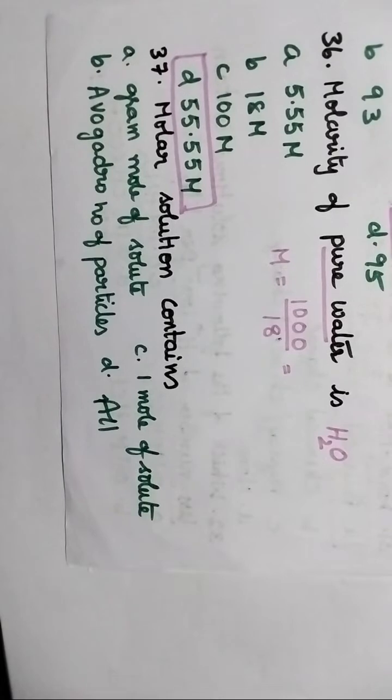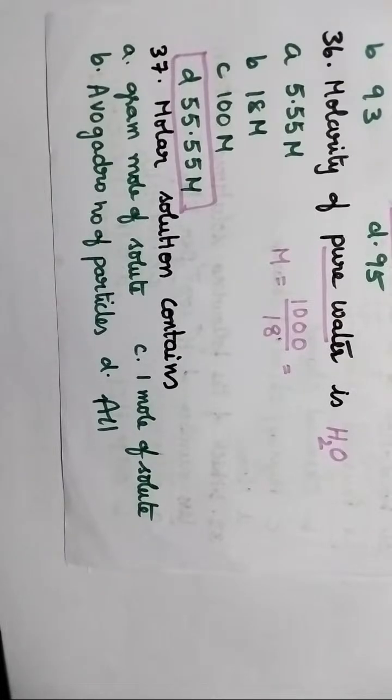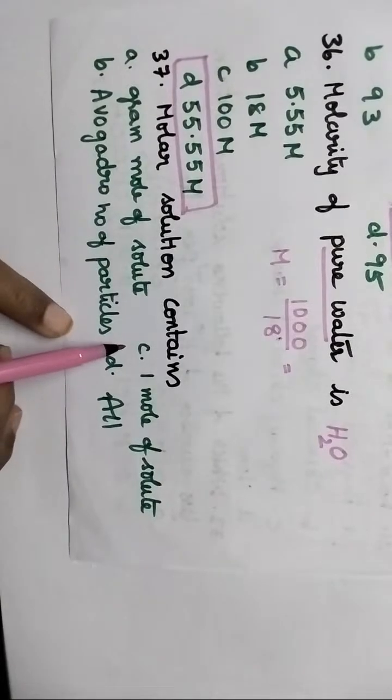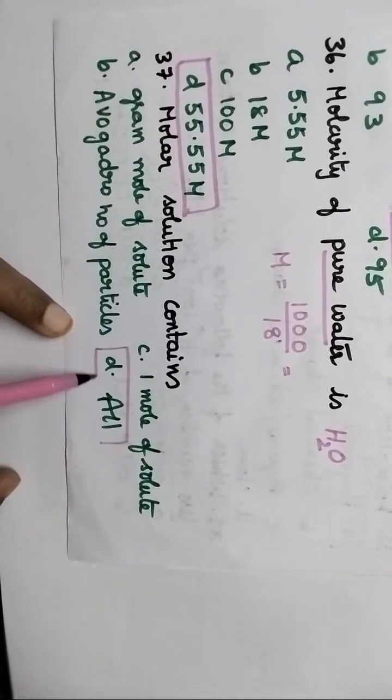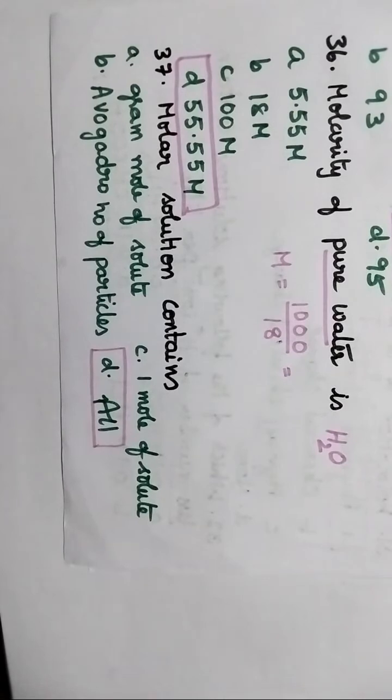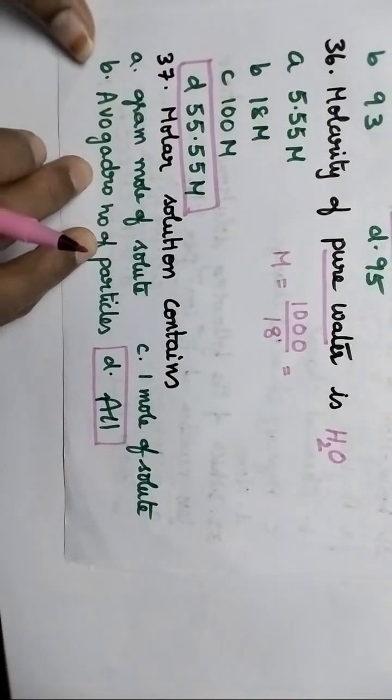What is your option? What is your answer? Very good. Lalita, Anita, Sahiti, Suhani, they gave the right answer. So 1 molar solution contains gram mole of solute, 1 mole of solute, or Avogadro number of particles. All the given options are right. So right option is option D.